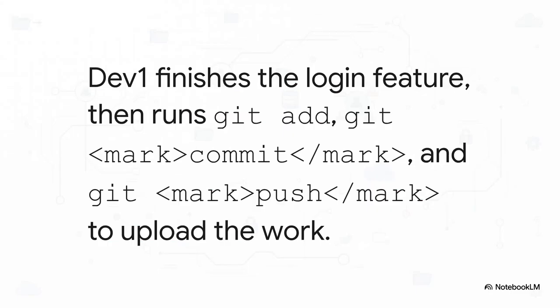Our developer, Dev 1, has just finished building the login and logout feature. So what do they do? First, git add dot to stage all the changes. Then, git commit with a clear message like "completed login/logout." And finally, git push to send their feature off Dev 1 branch up to GitHub. Now their work is safe, sound, and visible to everyone else.